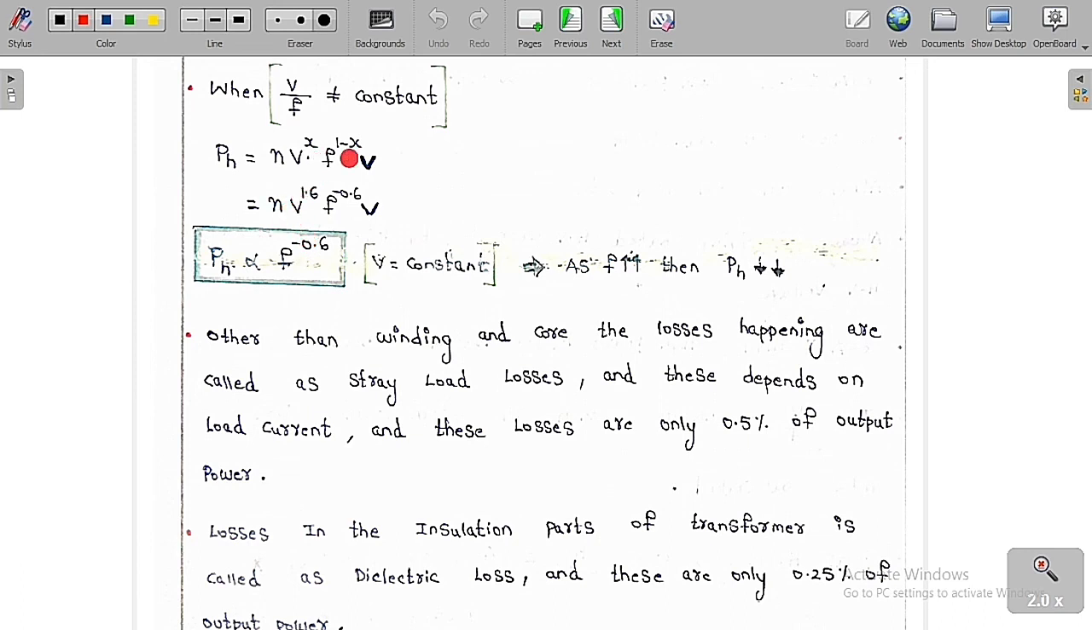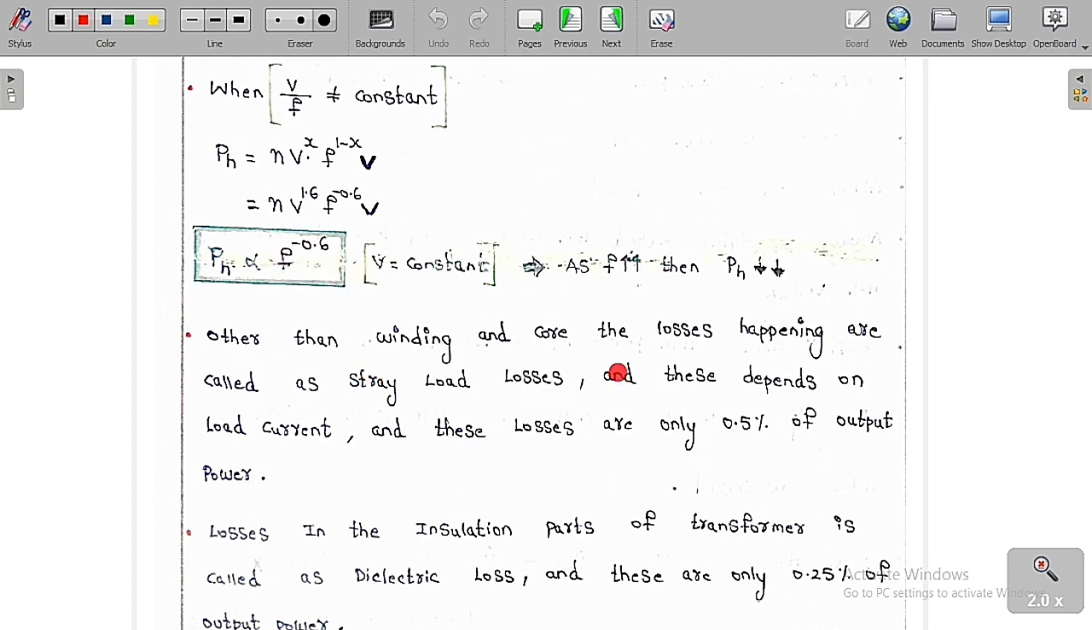Finally, let me assume x is equal to 1.6, then we get eta into V to the power of 1.6 into F to the power of minus 0.6 into volume of the core. You can see clearly, let me assume the supply voltage is a constant, then the hysteresis loss is proportional to frequency to the power of minus 0.6. I can write it in another fashion also, 1 by F to the power of 0.6. Whenever frequency increases, the denominator increases, so the overall value decreases. So whenever the frequency increases, the hysteresis loss decreases when V by F is not equal to constant.